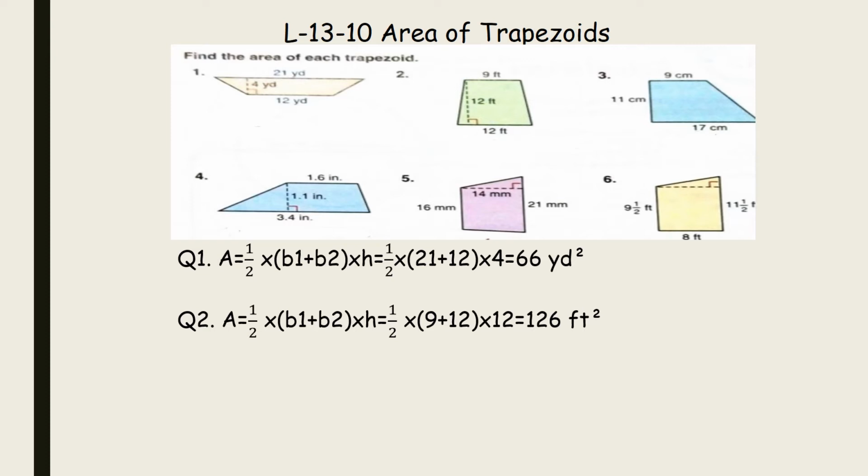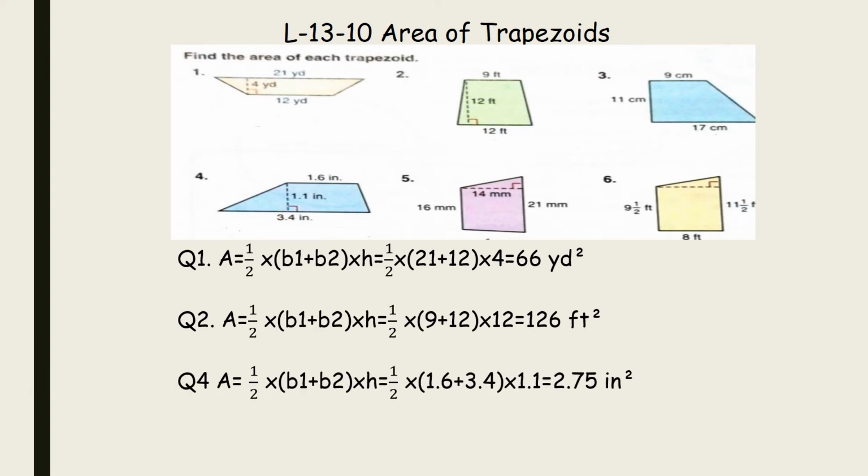Now you can see in this one, question number 4. What is the b1 and b2? 3.4 and 6.1, and the height is 1.1. Then how to solve? Just put the values again the same way. Yes, same. 6.1, 3.4, b1 and b2 and multiplied by 1.1. Then you can solve. What is the answer? 2.75 inches square. Remember, in this one square is there.